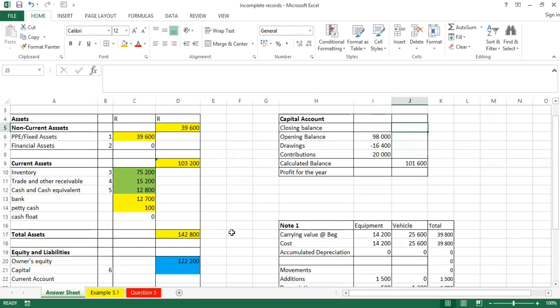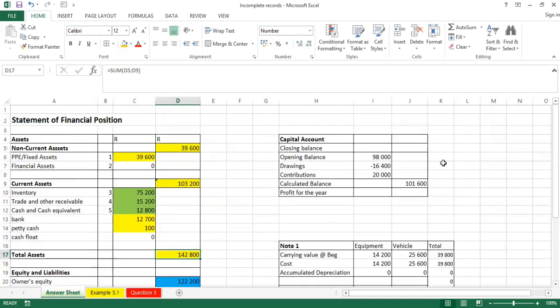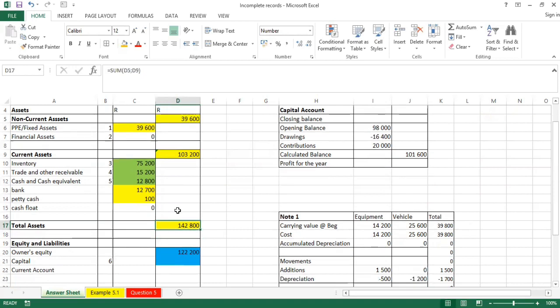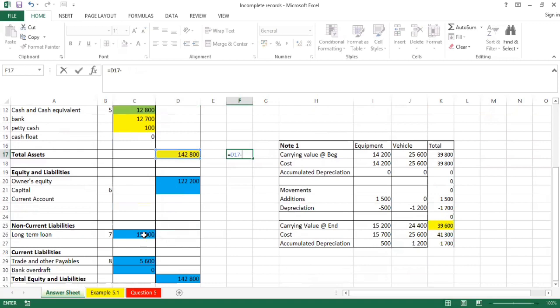So let's do that quickly. How do we do that? Okay, so we already have our total assets, which is 142,800. That 142,800 is our total assets. And then we're calculating this balance. Let me just do the formula somewhere quickly. So we say is equal to our total assets minus our total liabilities. We know that our liabilities at the end, we have this 15,000, and then we also minus the 5,600, which is for trade and other payables, which is supposed to give us what?